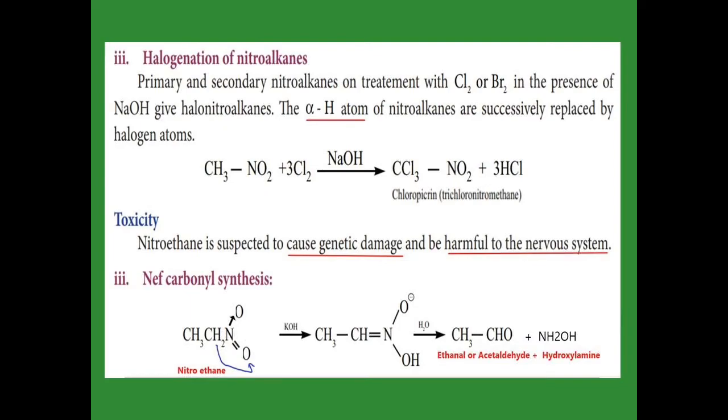Halogenation of nitroalkane. Nitroalkane which has an alpha hydrogen atom, that is replaced by halogen atoms in the presence of sodium hydroxide. See the example, CH3NO2, nitromethane. In this nitromethane, the nitro group is the functional group. The nearer carbon is called the alpha carbon. The hydrogens on the alpha carbon are called alpha hydrogens. How many alpha hydrogens are here? 3 hydrogen. That 3 hydrogen is replaced with 3 chlorine, so we get CCl3NO2, that is chloropicrin. Another name is trichloronitromethane.